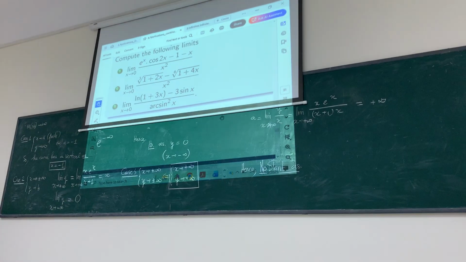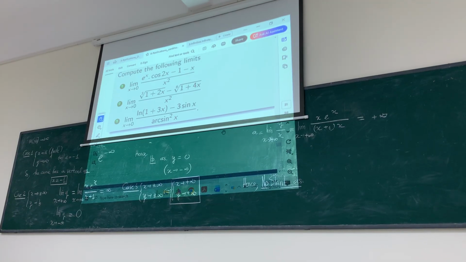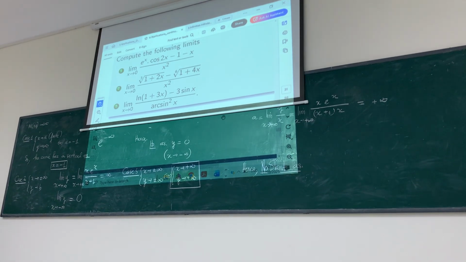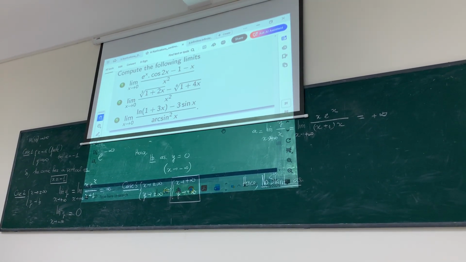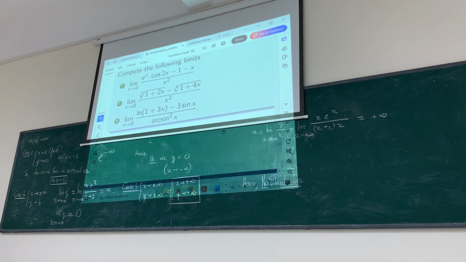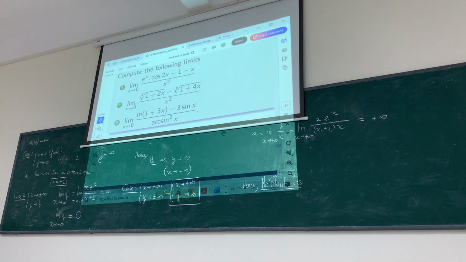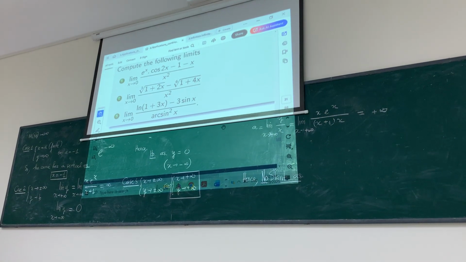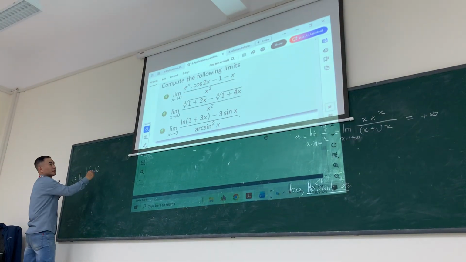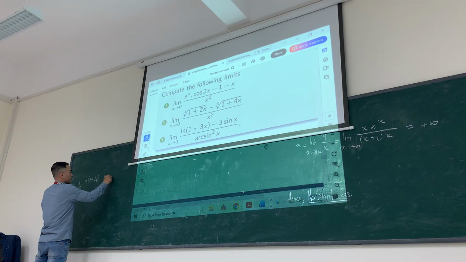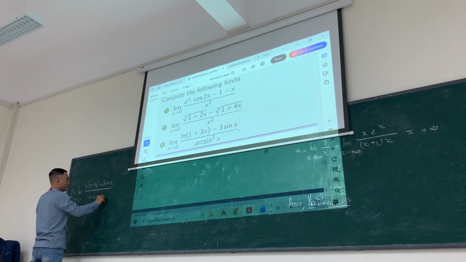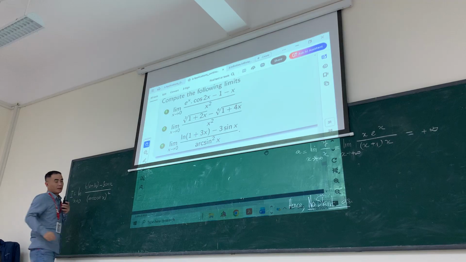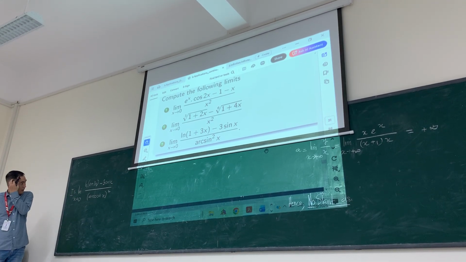Okay. Now continue. Use the Maclaurin expansion to find the limit of 3x minus 3 sin x over sin x squared. Right. Okay.